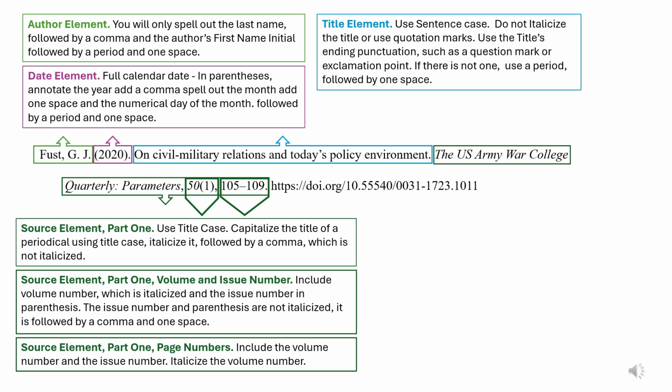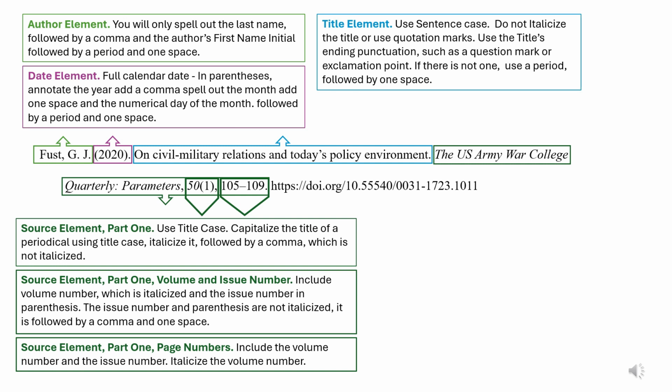Part 1 of the fourth element is the source element. When a periodical such as a journal, magazine, or newspaper is the source, provide the periodical title, volume number, issue number, and page range or article number. Write the title of a periodical using title case, italicize it, and place a comma, which is not italicized, after it. When using title case, almost all words are capitalized. Only use lowercase for minor words that are 3 letters or fewer in a title or heading. After the title, include a comma. Additional examples will be listed at the end.